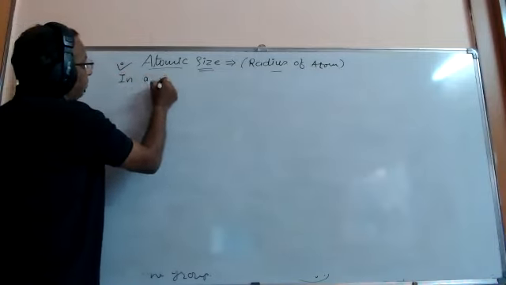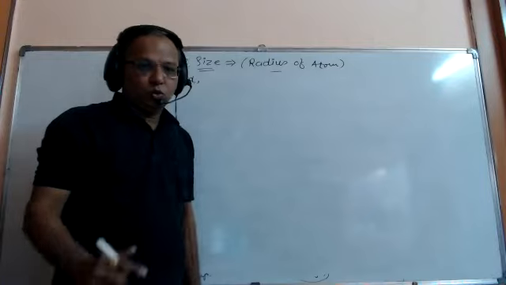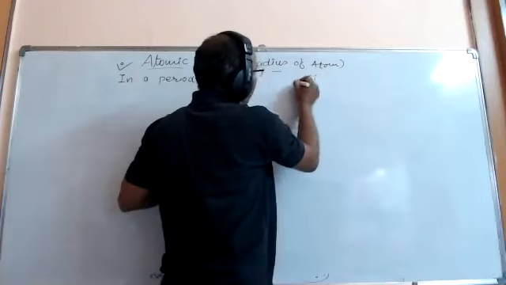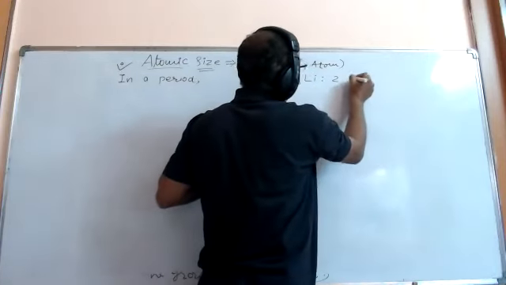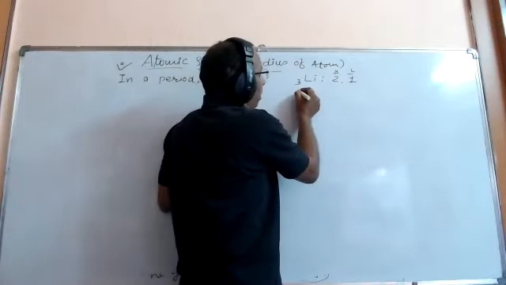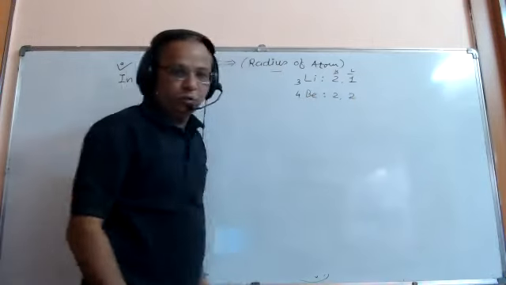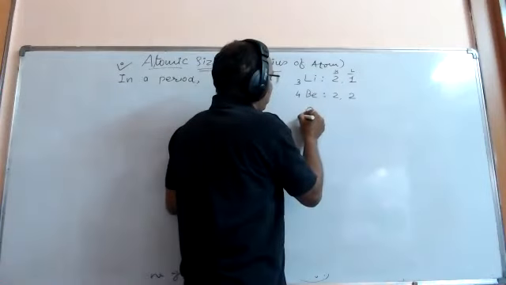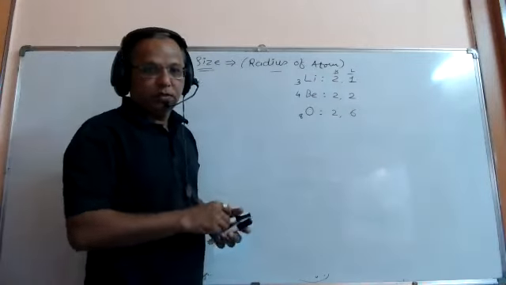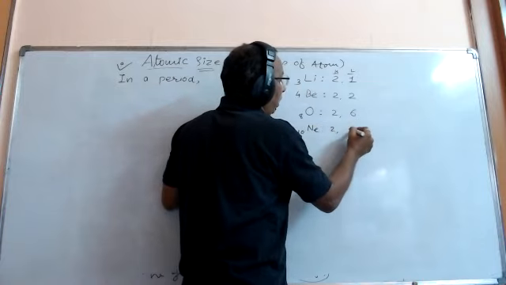Now in a period, what happens? So first of all, let's check a few important elements. It is lithium once again, number 3. It's 2, 1: K cell, L cell. Atomic number 4 is beryllium. It's 2, 2. If we talk about oxygen, its atomic number is 8, and the configuration is 2, 6. And friends, neon, it's number 10, 2, 8.